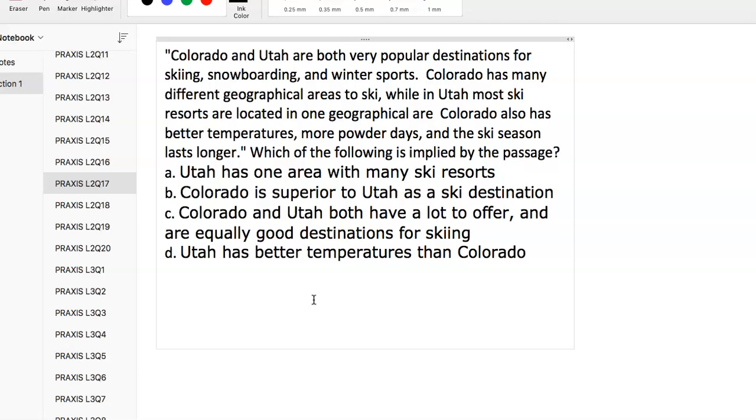Okay, and then we have a paragraph comprehension type of question. With paragraph comprehension, we just have one strategy that we would like to remember, and that's to read the question that they're actually asking us first, because sometimes we get something like this. The word implied. So which of the following is implied by the passage?